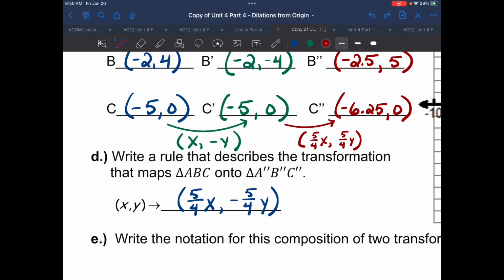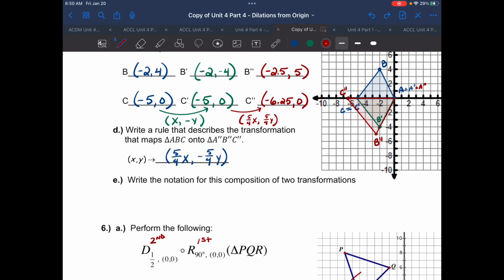Well, like I said, we're basically putting the two rules together. We didn't do anything to x after the first change. We took the opposite of y for the second change, so you'll see that negative out in front. What else did we do? We multiplied by 5/4 in each case. All right. Lastly, the notation's a little tricky for this because it's the composition of two transformations.